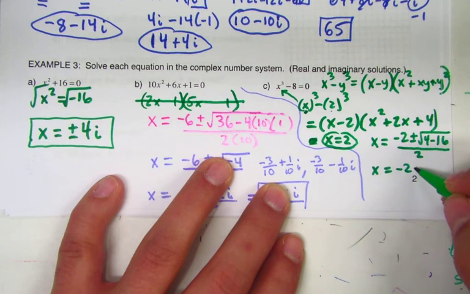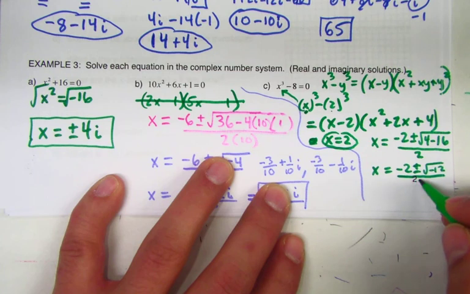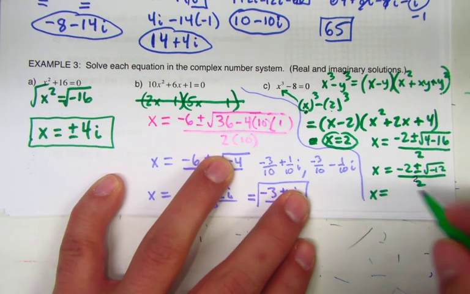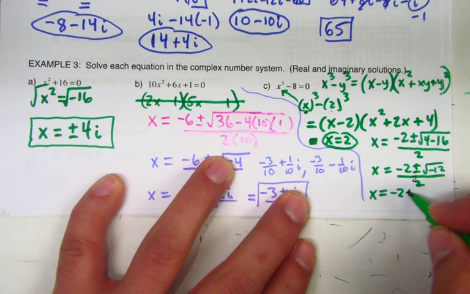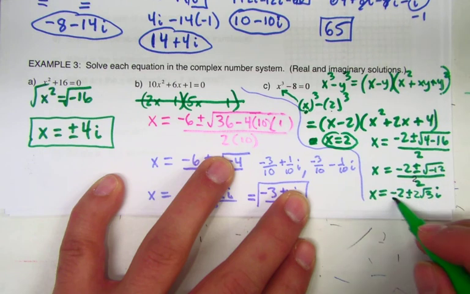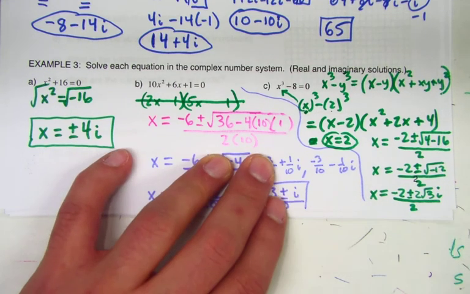Now we're going to get negative 2 plus or minus. This reduces to the square root of negative 12. And now again we reduce that like normal. I know that the root of 12 is the same as 2 root 3. Since it's a negative in there, it's just i at the end. That's all divided by 2.